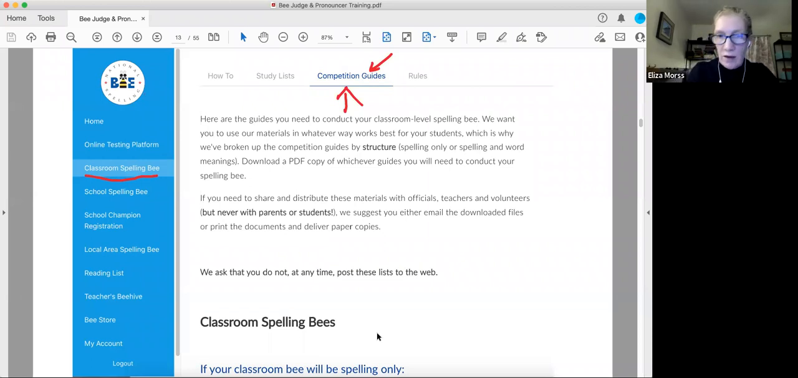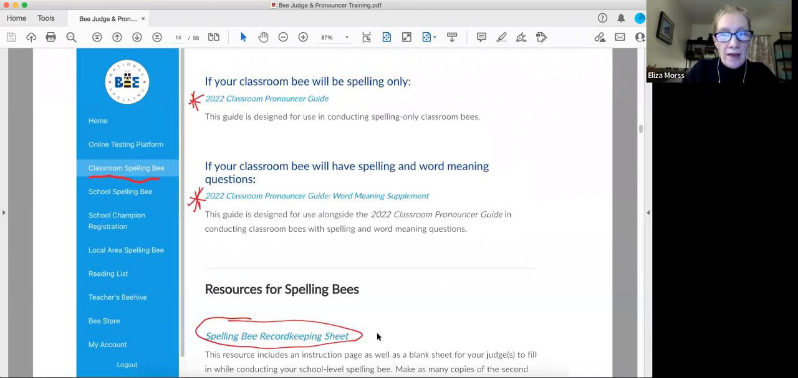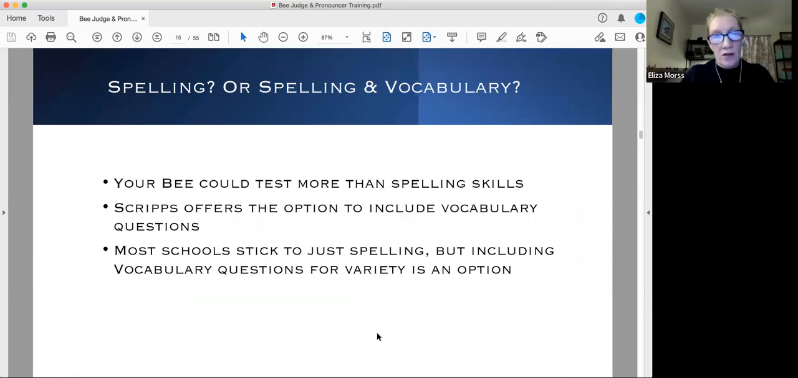So you click on competition guides, and you will get this screen. If your classroom B will be spelling only, which is typically what my school ends up using, we use the spelling bee only classroom guide. But if you wanted to include vocabulary in your B, there's one with a word meaning supplement. You could download that. And at the bottom of the page, there is Scripps' official record keeping sheet that you can look at and see if that's something that you'd like to use. As I've already said, you could use spelling and vocabulary. Most people stick to spelling, but that's what that slide's about.